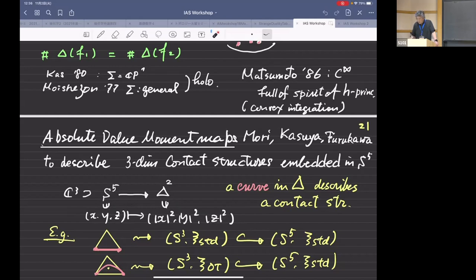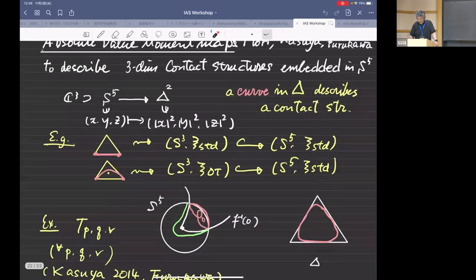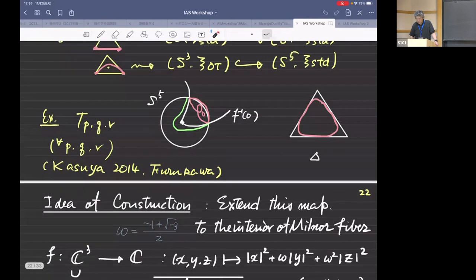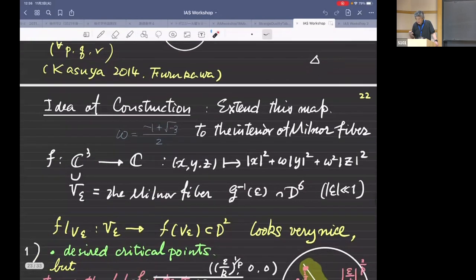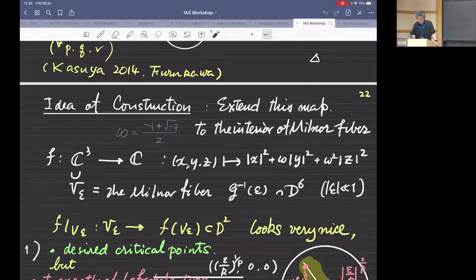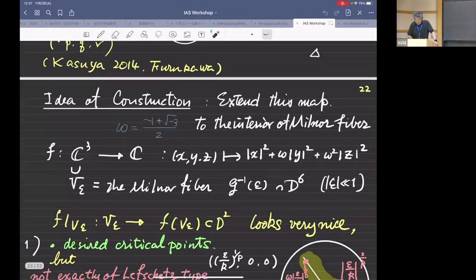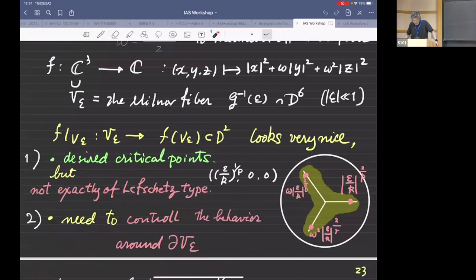And we knew that. So we mimic the construction slightly in this way. From C3, not only from a single Milnor fiber, we construct a map from C3 to C by defining it in the following way. Take again the square of the absolute value of x, y, z, but for y and z we put omega and omega squared, where omega is a cubic root of one. This map looks very nice, and it's really a useful map. And then we restrict it to each Milnor fiber.